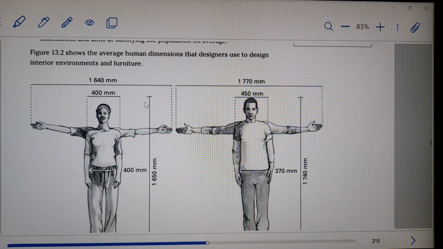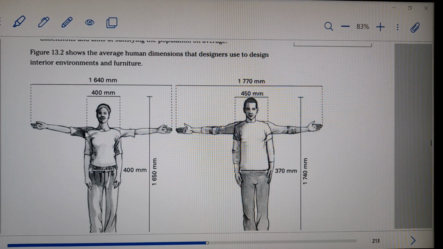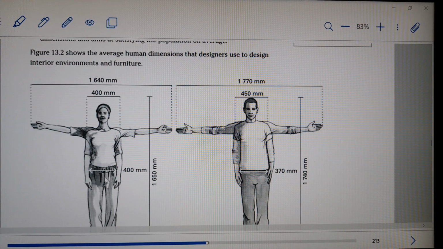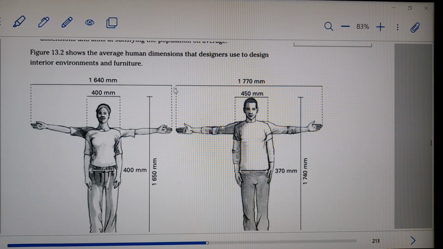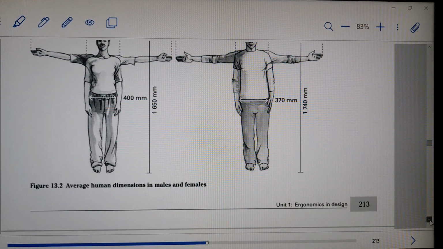So we can see the dimensions that they take here: between your shoulders, the dimension of your waist, the height between the shoulders and the waist, the overall height, and also the distance when both hands are open. Those four dimensions are used to design interior environments and features.